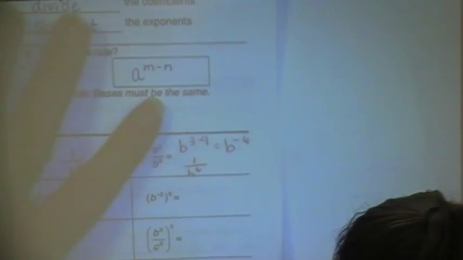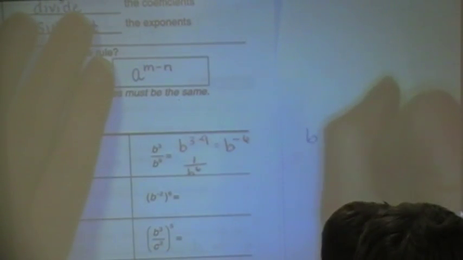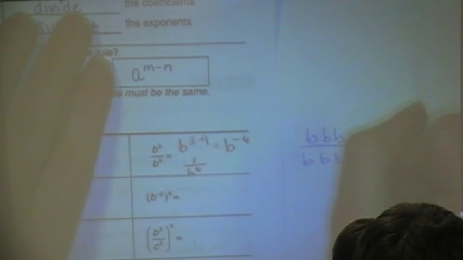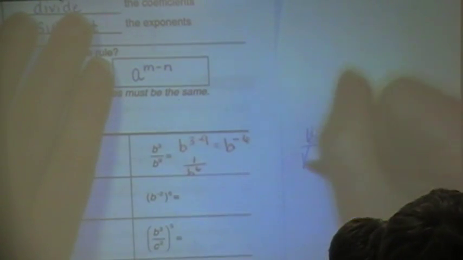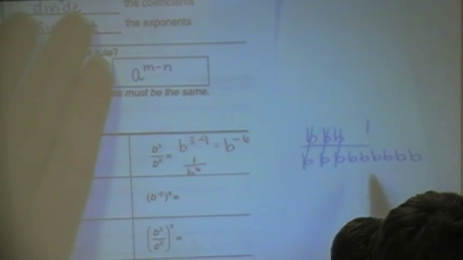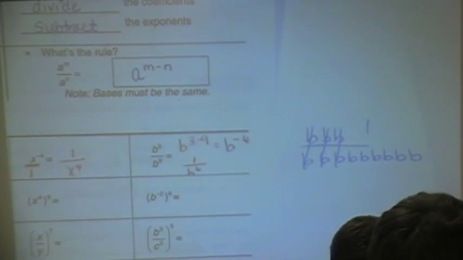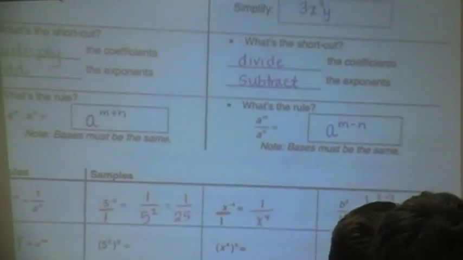So if you do it this way, I am all for it. So if you had done this, and then cancel these 3 out, you would have ended up with 1 over b to the 6. Same thing. Yeah? 2 ways of doing the same thing. I don't care which way you use. Just get right answers. Okay.